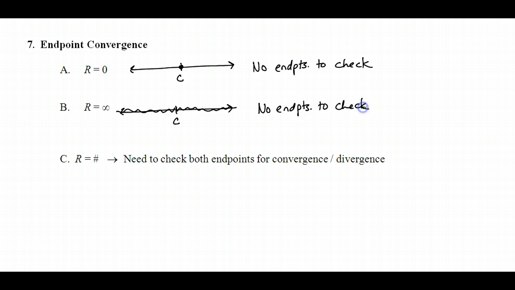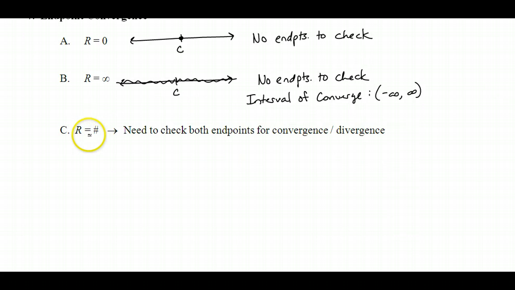But keep in mind your interval of convergence, if we think about every number on the real number line, would be from negative infinity to infinity. So this is definitely an interval, whereas here you can't even create an interval. It only converges at one specific point, and that would be our center. And if your radius is equal to a specific number, then you need to check both endpoints for convergence or divergence.